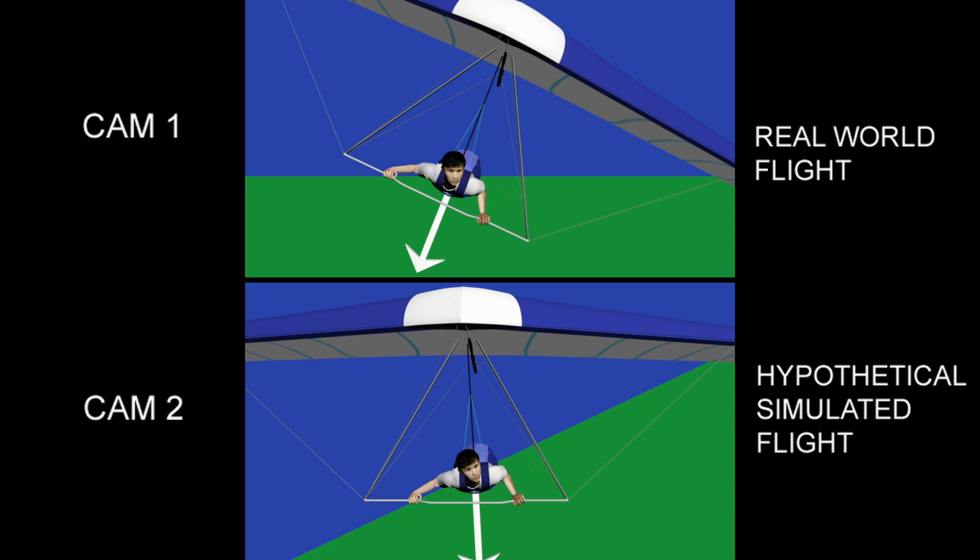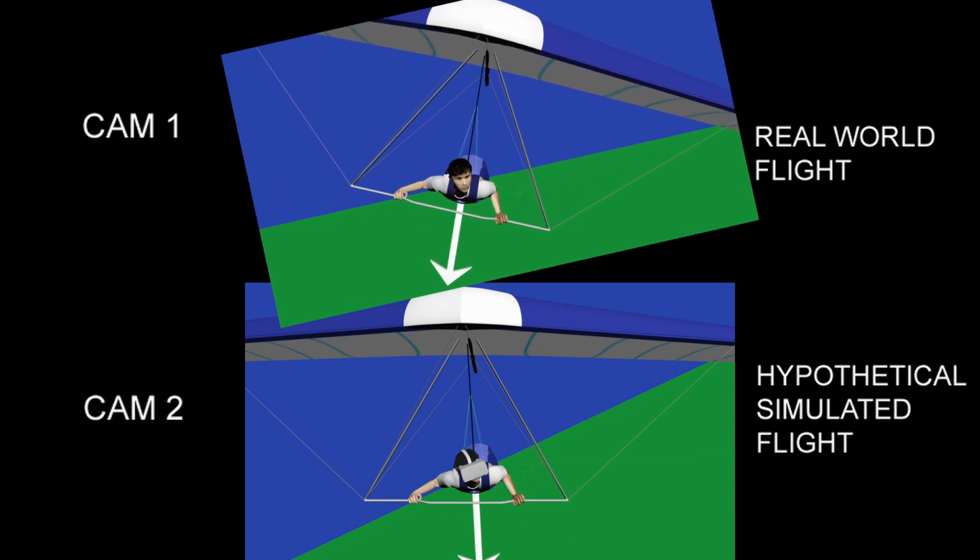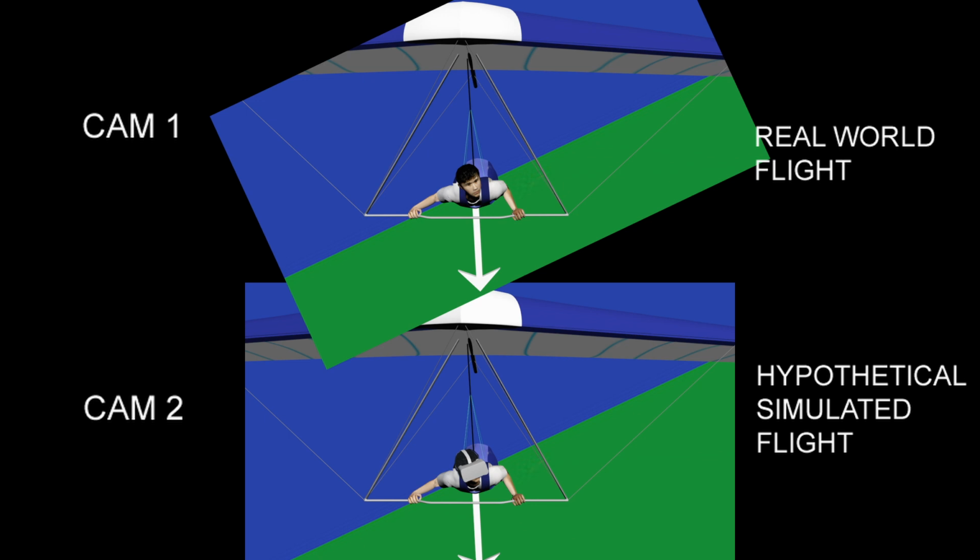Now let's rotate Cam 1, the real flight situation, so that it matches Cam 2, the virtual flight situation. As you can see in Cam 1, the resultant is now pointing straight down. In Cam 2, the virtual flight situation, there is of course gravitational pull, but there can be no resultant, since we cannot simulate centrifugal force. But even though there is no resultant arrow in Cam 2, there is the arrow of gravitational pull.